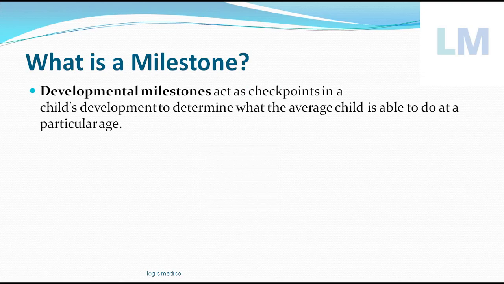So this developmental milestone will act as a checkpoint to determine the child's development, whether the child is able to develop similar to the average child of a particular age. For example, a 6 months old child is able to do certain activities, and we can compare that with other 6 months old children. So we'll know that the development of the child is towards normal. If it is delayed, then it is called developmental delay.